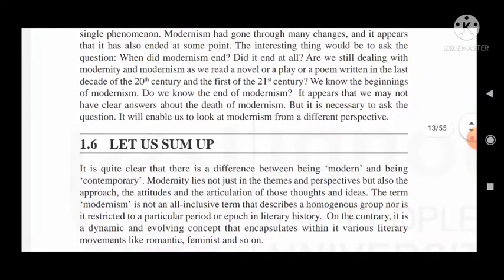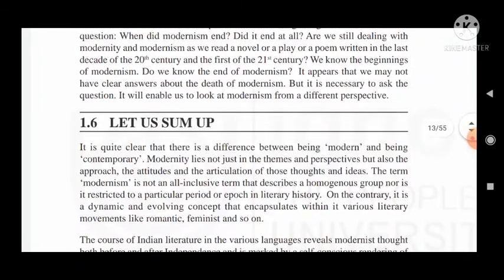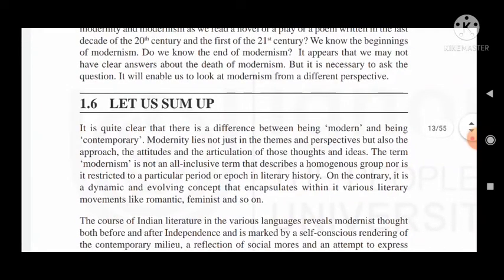Did it end at all? Are we still dealing with modernity and modernism as we read a novel or a play or a poem written in the last decade of the 20th century and the first of the 21st century? We know the beginnings of modernism. Do we know the end of modernism? It appears that we may not have clear answers about the death of modernism, but it is necessary to ask the question. It will enable us to look at modernism from a different perspective.